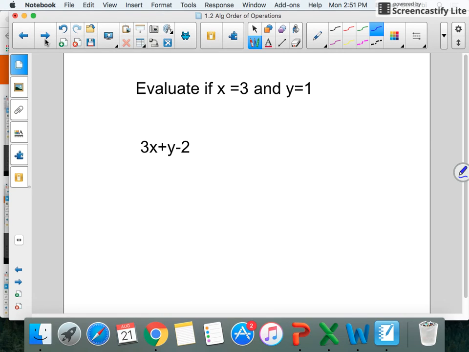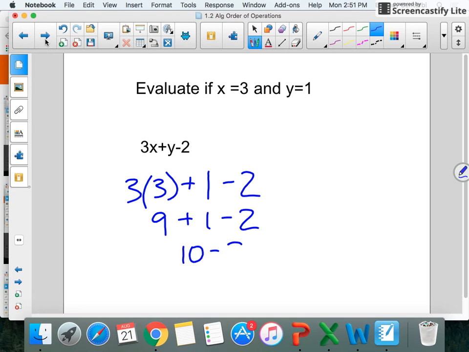And then our last example, we're going to evaluate. We have x equals 3 and y equals 1. So I'm going to plug those in first, then I'm going to solve. So this says 3 times x plus y minus 2. So 3 times x is 3, plus y is 1, and then minus 2. 3 times 3 is 9, plus 1 minus 2. 9 plus 1 is 10, minus 2 is 8, and that's the final answer. So this one's a little trickier because you got to plug the numbers in first, then evaluate.